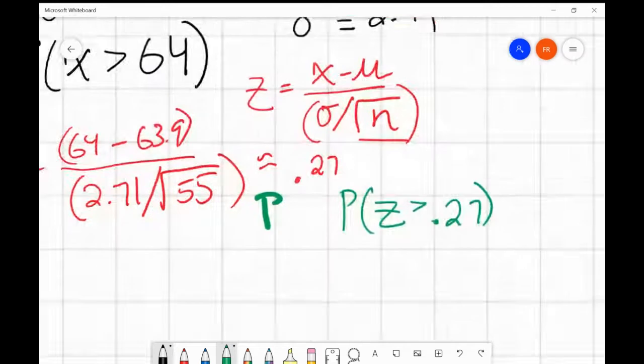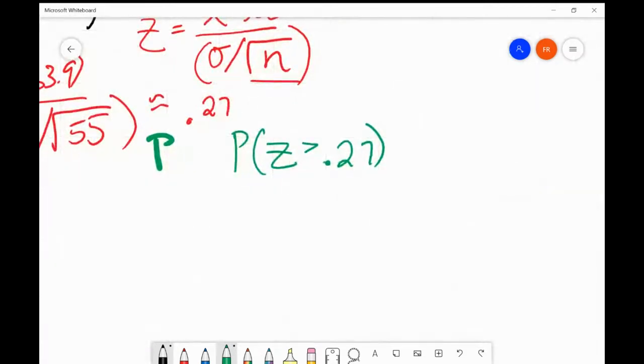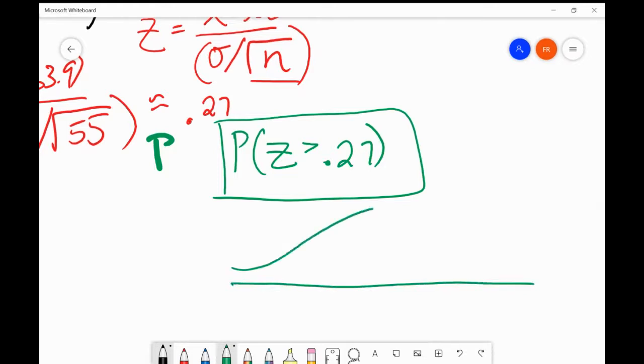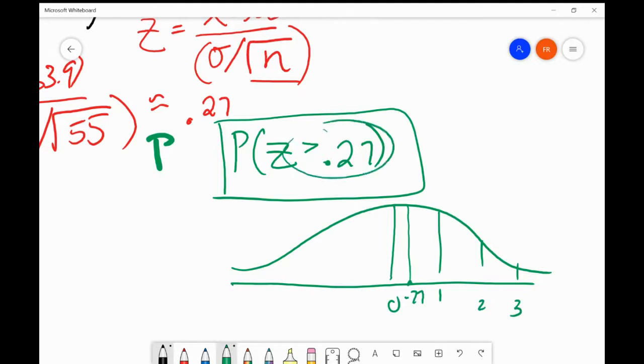Again, if I think about this part right here, and now I draw my normal curve. Here's 0, here's 1, here's 2, here's 3. So 0.27 is probably going to be somewhere right about there. Because we're looking for greater than, it'll be the area to the right.